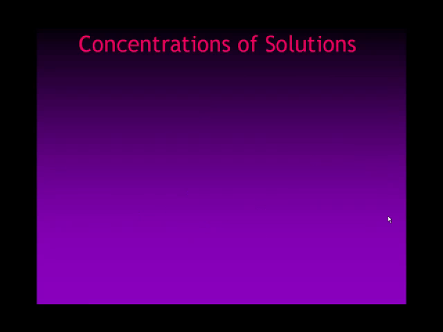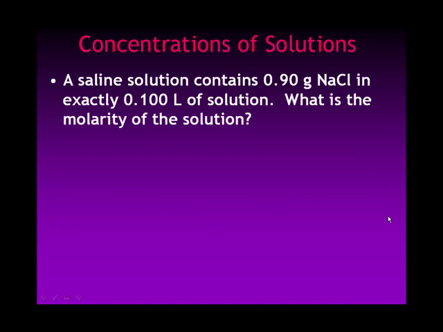Now, of course, our scales don't measure in moles, they measure in grams. So sometimes you're going to have to turn grams into moles, and sometimes you're going to have to turn milliliters into liters. A saline solution contains 0.90 grams of NaCl in exactly 0.100 liters of solution. What's the molarity? I have to change this to moles, and this one is already in liters.